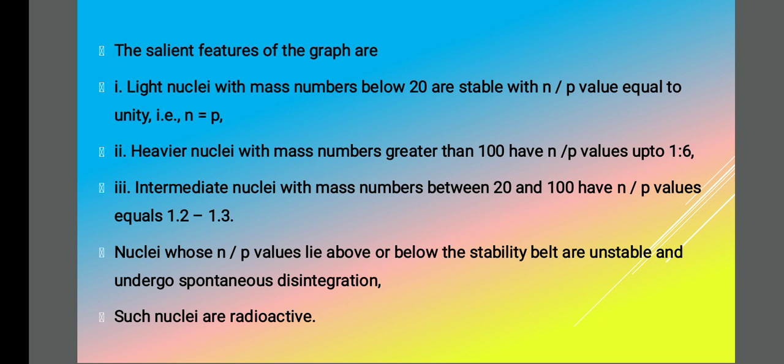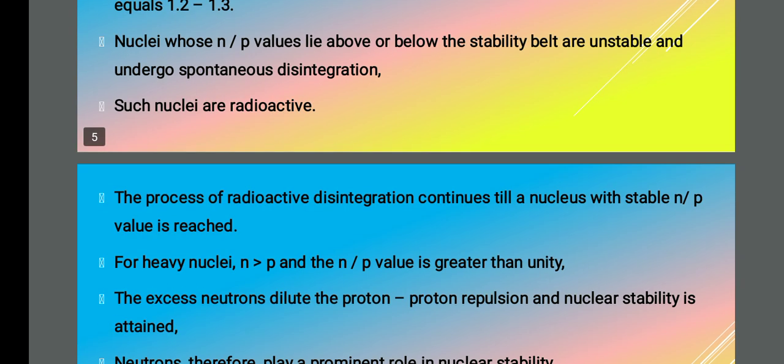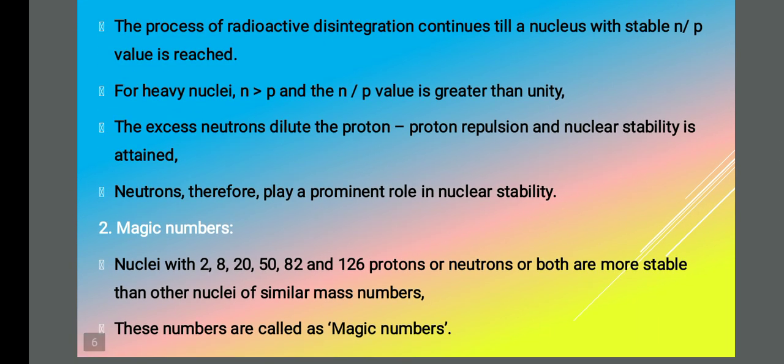Is it okay? So coming to heavy nuclei, is it clear the point? Any doubt anywhere else? Okay. So what happens here is, the process of radioactive disintegration continues till the nucleus with a stable n by p value is reached. So for heavy nuclei, n value is found to be greater than p value. So the n by p value is found to be greater than unity. The excess neutrons dilute the proton-proton repulsion and the nuclear stability is attained. And the neutrons therefore play a prominent role in nuclear stability.